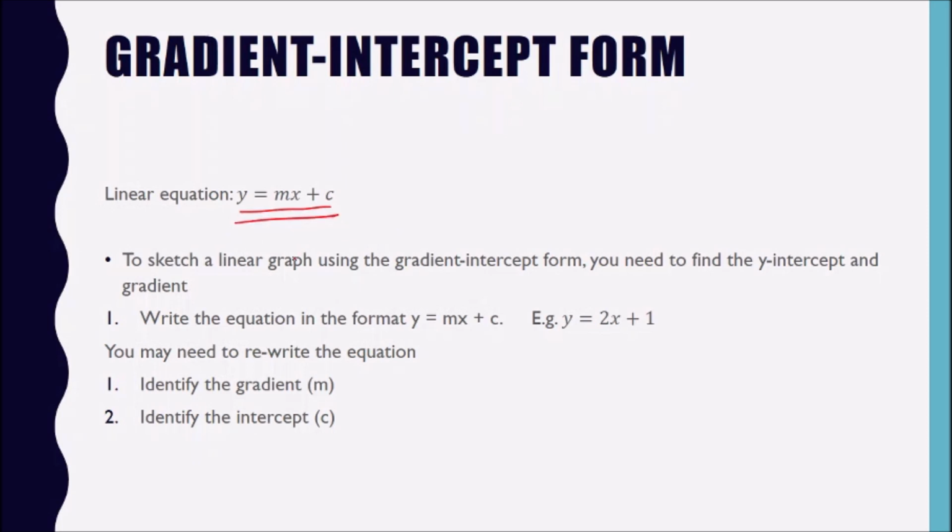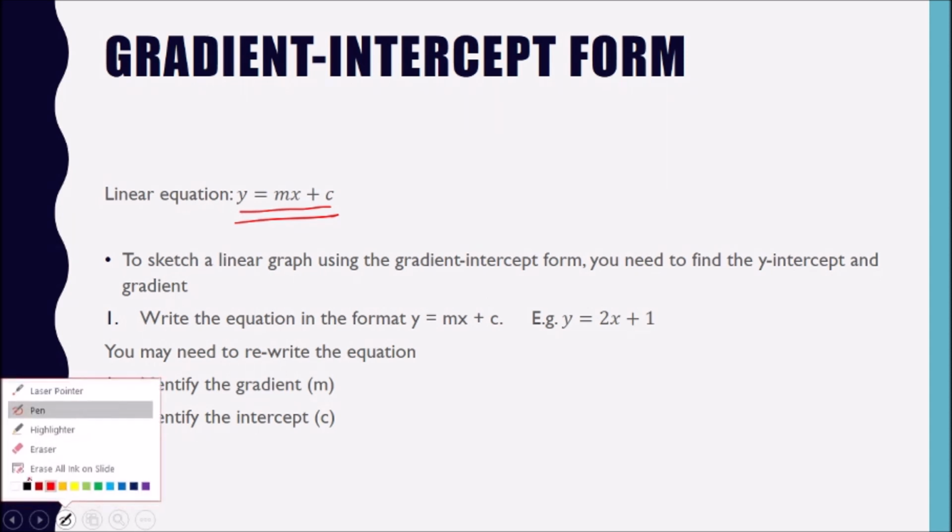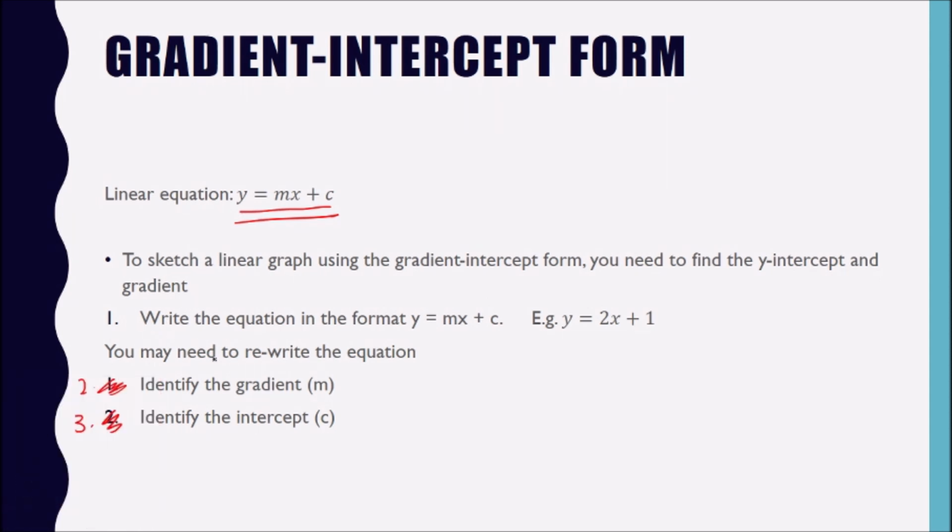To sketch a linear graph using the gradient intercept form, you need to find the y-intercept and gradient first. So these are the steps to do it. That should be 2 and that should be 3. The first step is you need to write the equation in the format y equals mx plus c. For example, I can see that m is 2 over here and c is 1, which is the y-intercept.